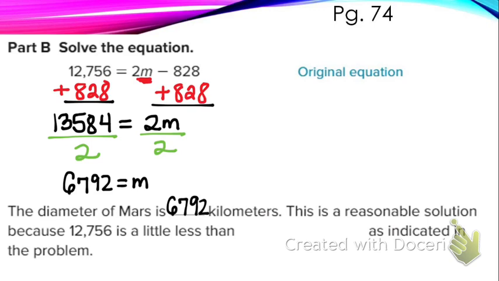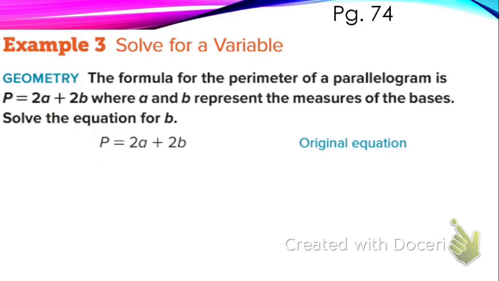Example 3. So example 3 says the formula for the perimeter of a parallelogram is perimeter equals 2a plus 2b, where a and b represent the measures of the bases. Solve the equation for b. So we have to solve this equation for b. So how would I do that? Any ideas how I would start this out?